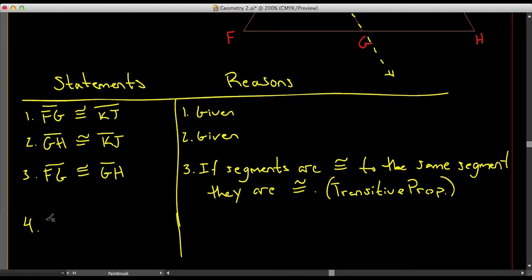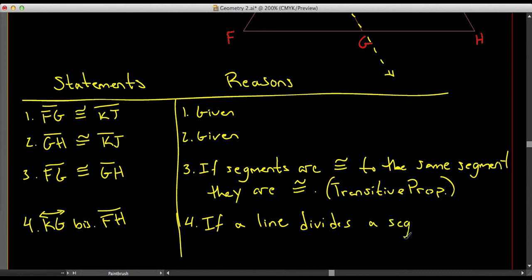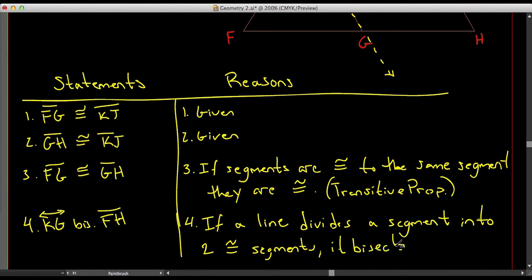And then lastly, since we know that these two segments are now congruent, we can say that KG does bisect FH, line KG. So KG line bisects FH, line segment. And this is because if a line divides a segment into two congruent segments, it bisects. Oops, it bisects the segment.